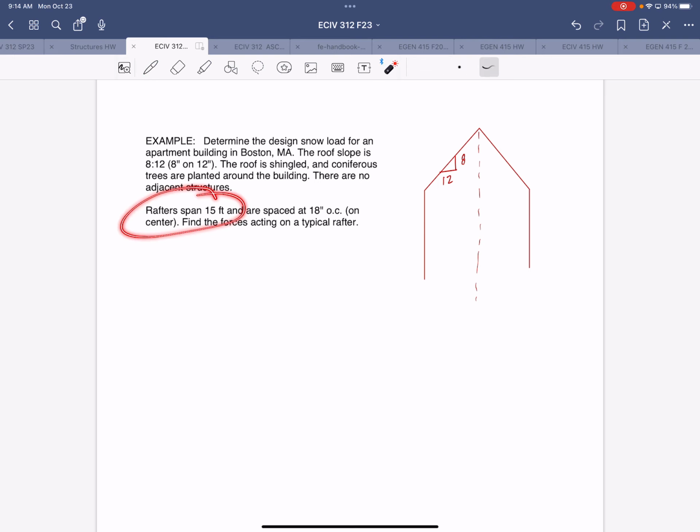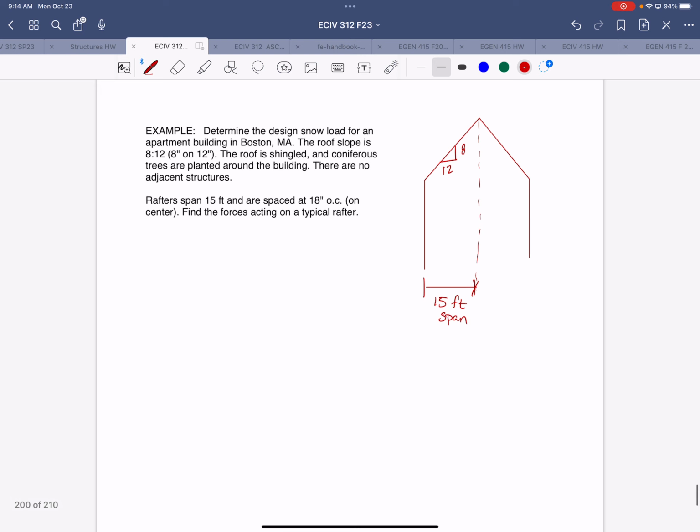It says rafters span 15 feet. So the span, remember we talked about this at the beginning of the semester. We defined span. It depends on the context, but it can be used as the horizontal distance between supports for gravity loads like this. So that would be a 15-foot horizontal span. And the spacing is 18 inches on center. So that tells us that our tributary width for a typical interior joist will be 18 inches.